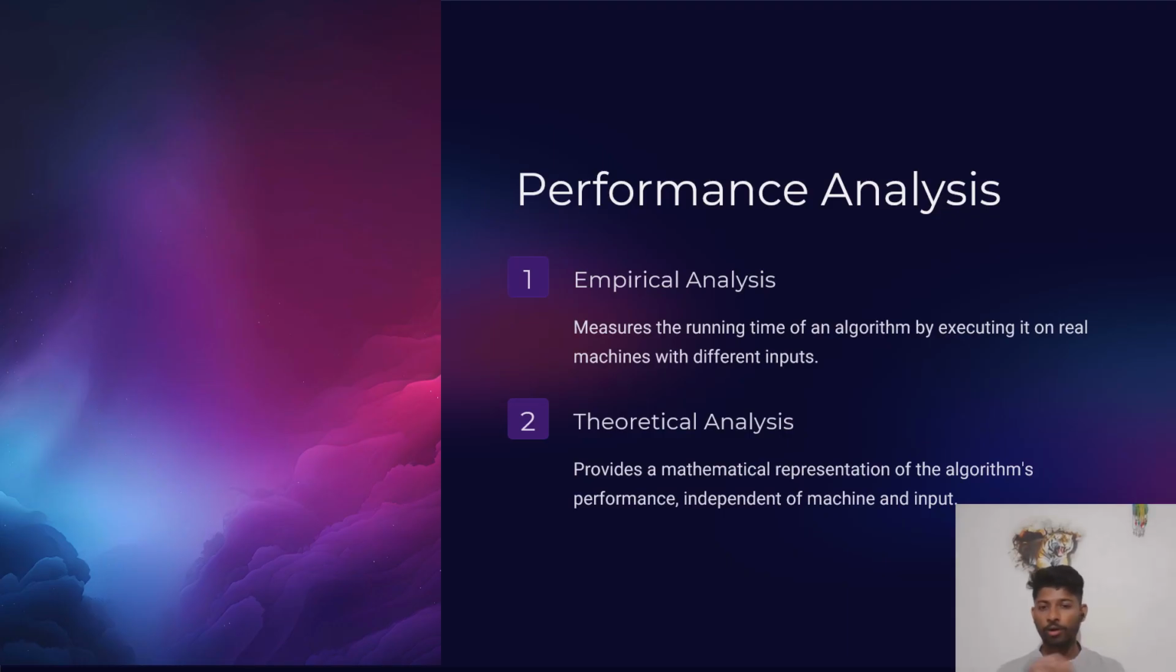Performance analysis of algorithms. Empirical analysis. It measures the running time of an algorithm by executing it on real machines with different inputs. That means it runs an algorithm by executing it on real machines but with different inputs. Theoretical analysis. It provides a mathematical representation of the algorithm's performance, independent of machine and input.